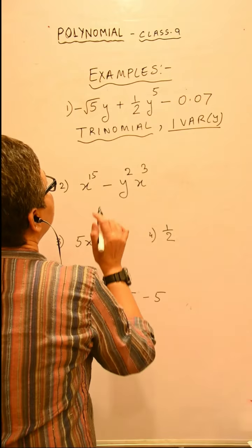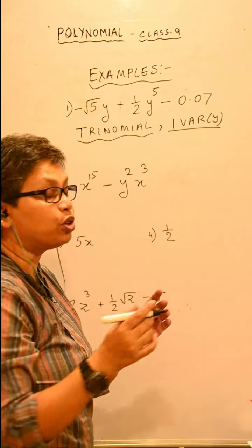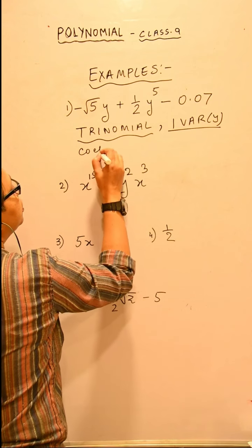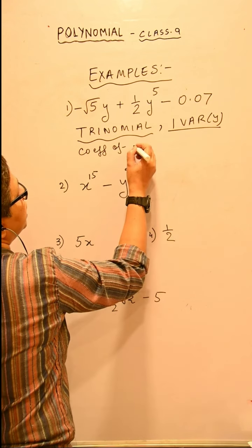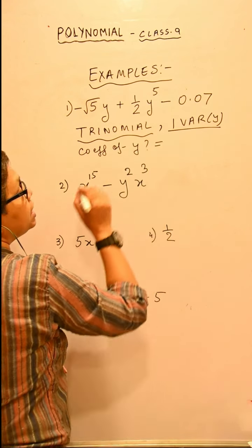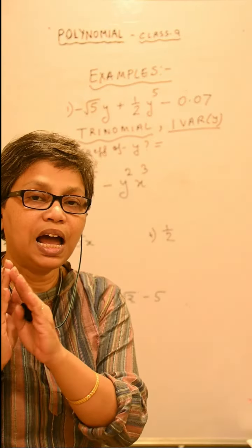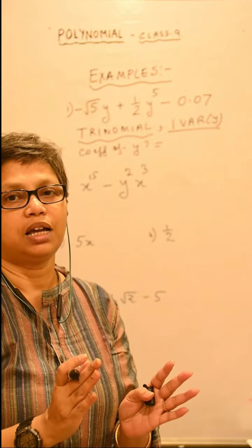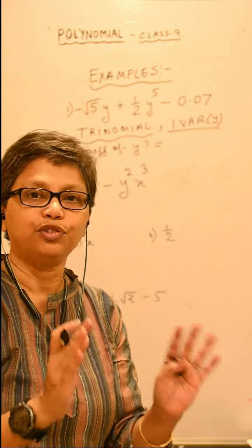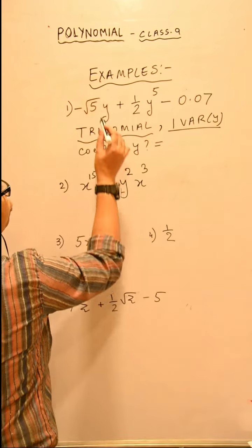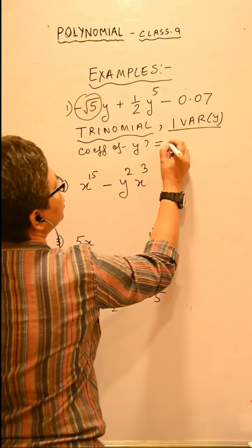Okay. So now if I ask you, what is the coefficient of y? So obviously the answer is, coefficient means without y, and then whatever is remaining along with the sign, the constant part is called the coefficient of y. So coefficient of y is minus root 5.